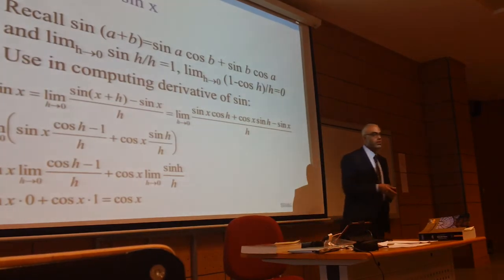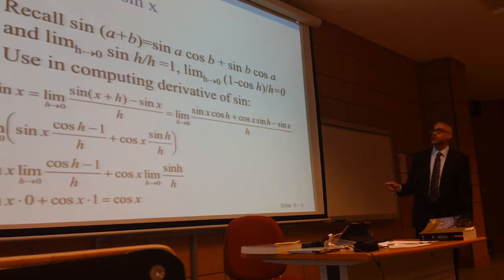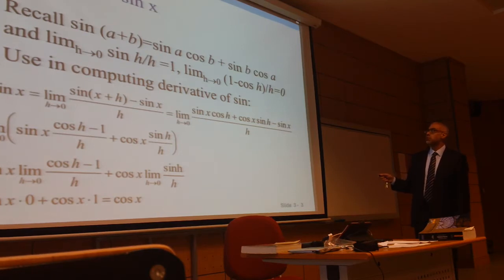This is something that we saw last time, but let's see how we can apply that definition to get the derivative of sine x, for example. If we recall that sine of A plus B is equal to sine A cosine B plus sine B cosine A, and that the limit as h goes to 0 of sine h over h is equal to 1, and the limit as h goes to 0 of 1 minus cosine h over h is equal to 0, we can use these things to compute the derivative of the sine.